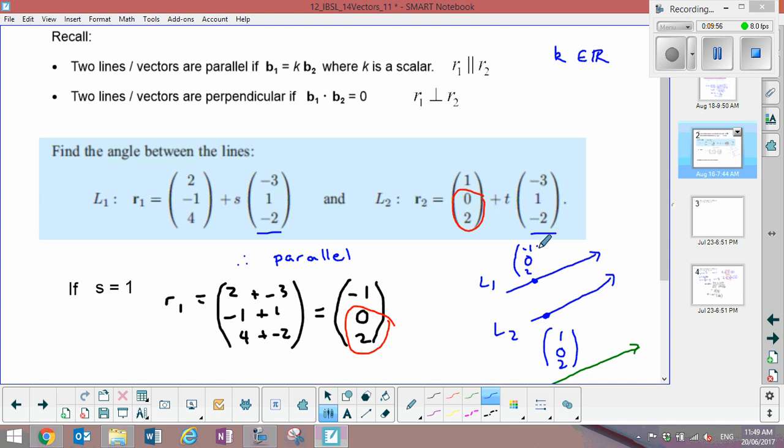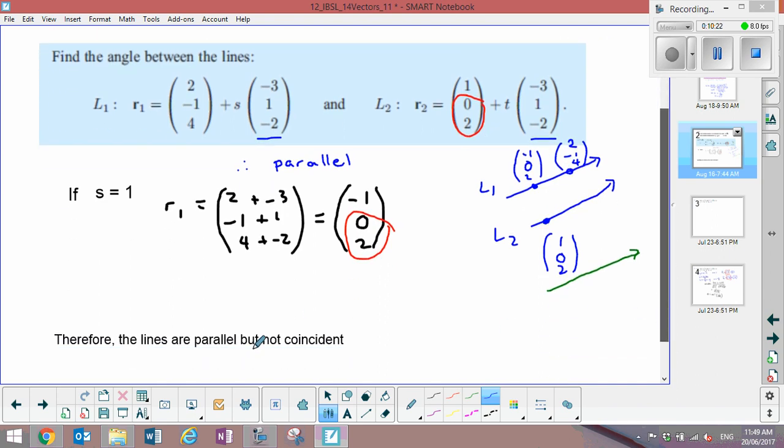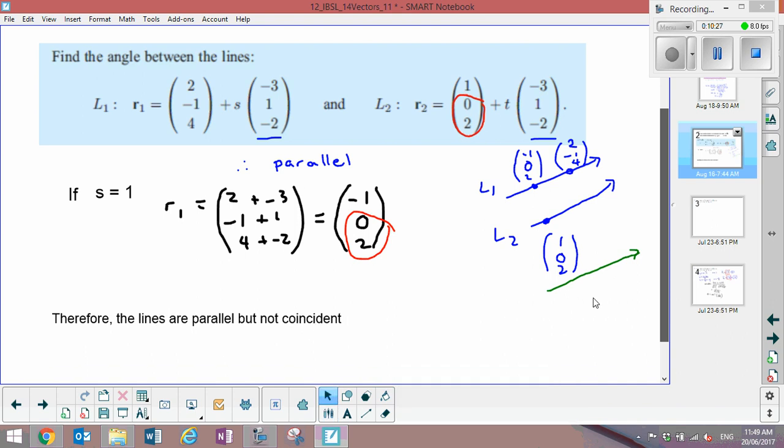I'll put them in component form rather than coordinate form. So 2 different points. We've got that point, 1, 0, 2, is on line 2. This point is on line 1. We also have this other point here somewhere along the line, which is 2, minus 1, 4. So we can see that the 2 lines are parallel but are not coincident, which means they're not on top of each other.